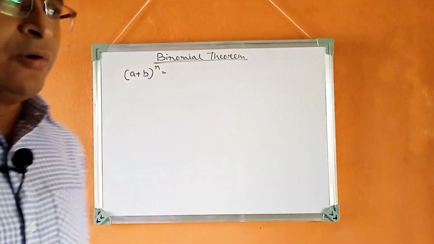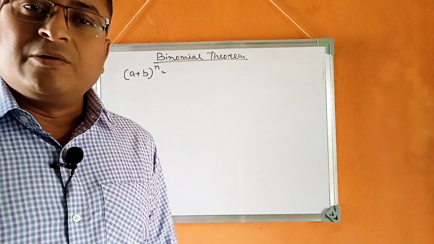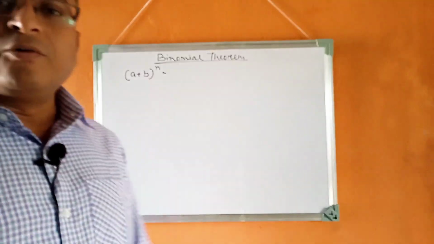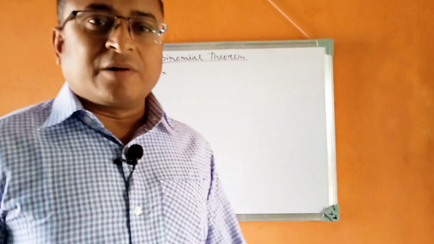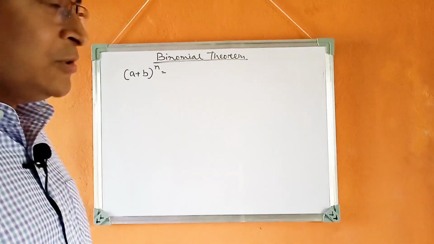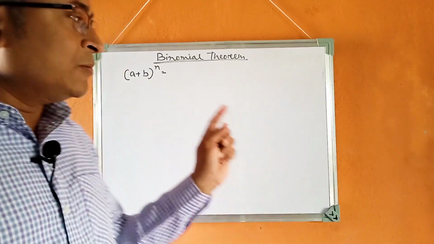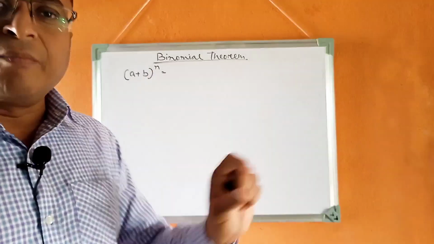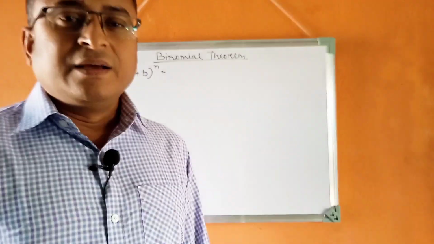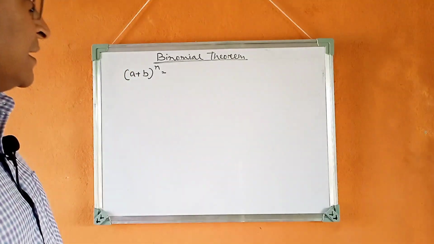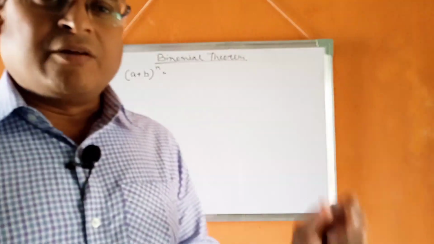So all of you know (a + b)^2, you know (a + b)^3, but for further, (a + b)^4 or (a + b)^5 or (a + b)^n, where n means any natural number. Okay, so (a + b)^9, (a + b)^10, how will you find them? Using the binomial theorem, we find all the values.